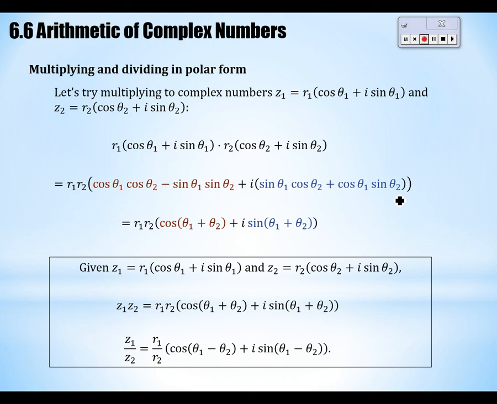Because if you divide two numbers in standard form, something plus something I divided by something plus something I, we've just been doing them. You did them in homework last night. You have to multiply by the conjugate. I mean, it's messy, right? Dividing in polar form, though, will be a snack.